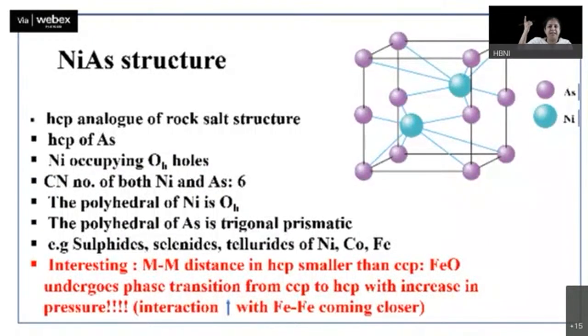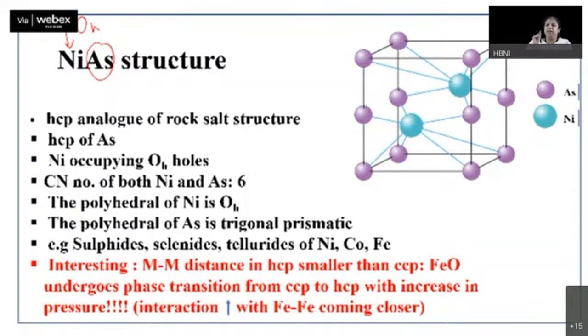What was NaCl in CCP? One ion forming CCP and the other ion occupying octahedral voids. Here, arsenic forms HCP because it is the bigger ion, and nickel occupies the octahedral voids. So it is the same as NaCl, but now the close packing is HCP. Again, the coordination number of both nickel and arsenic is 6, same as in NaCl for CCP.